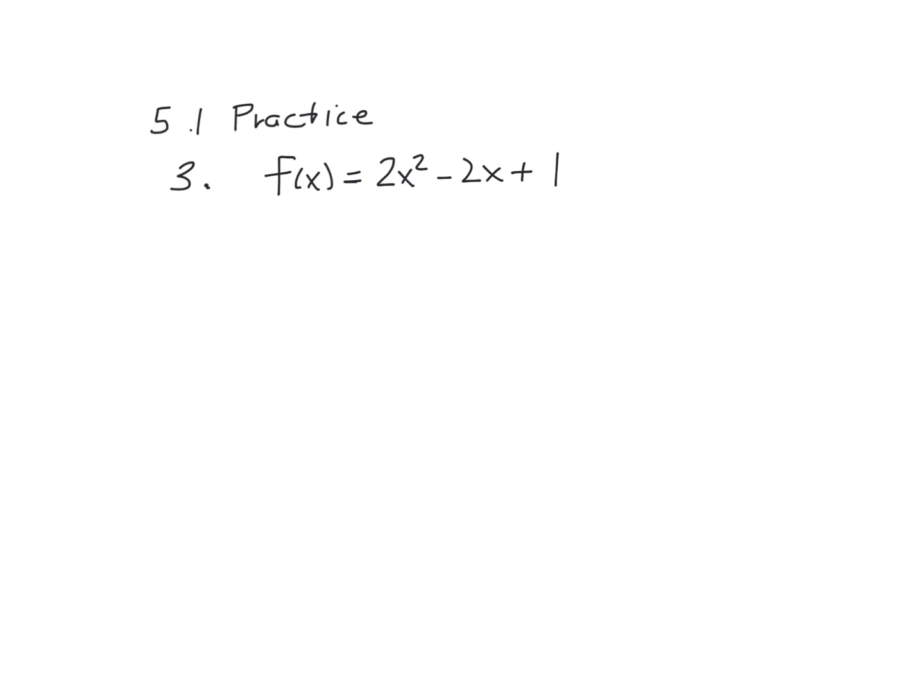So here's another practice. This is from the 5.1 practice. So if I would graph this one, I would know my y-intercept would be a positive 1. Why? Because it's my c value. My vertex would be negative b, which is 2, over 2a, which is 4. So you can see I do get an x-coordinate of 1/2.